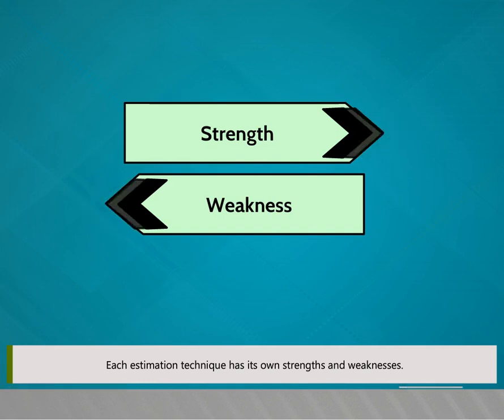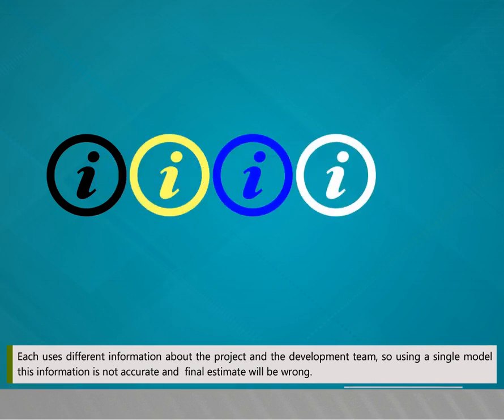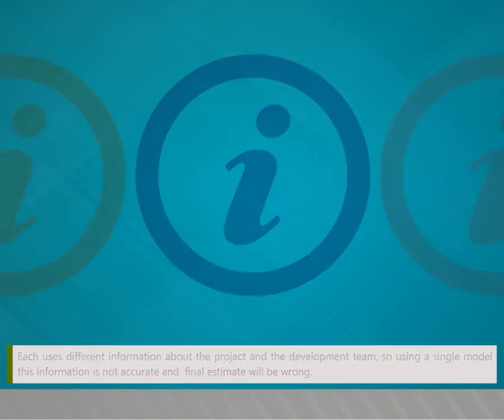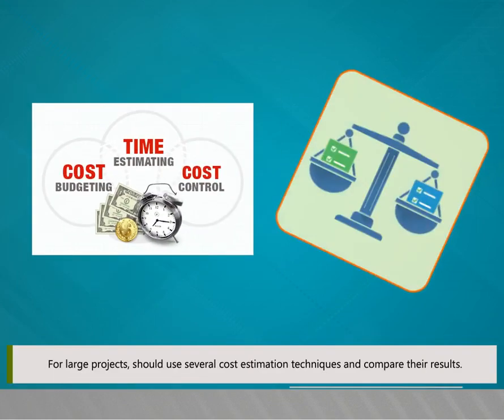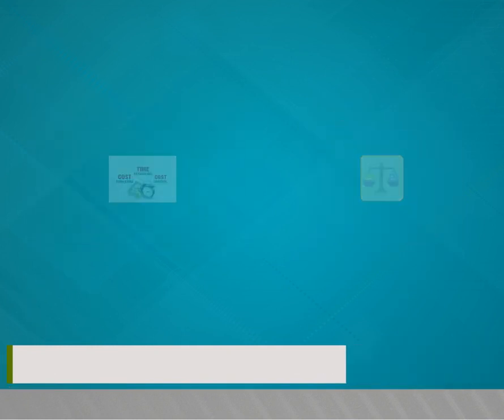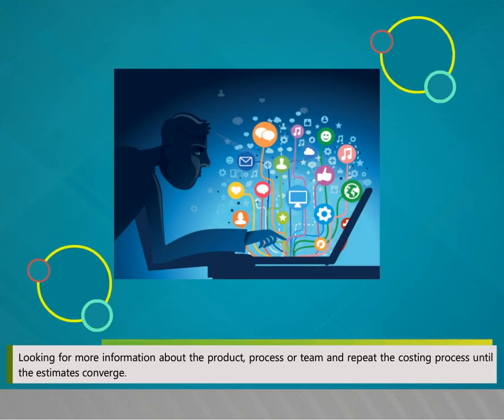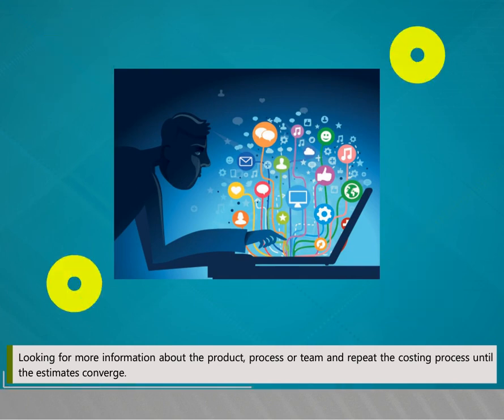Each estimation technique has its own strengths and weaknesses. Each uses different information about the project and the development team, so if you use a single model, and this information is not accurate, your final estimate will be wrong. For large projects, you should use several cost estimation techniques and compare their results. If these predict radically different costs, you probably do not have enough information about the product or the development process. You should look for more information about the product, process, or team and repeat the costing process until the estimates converge.